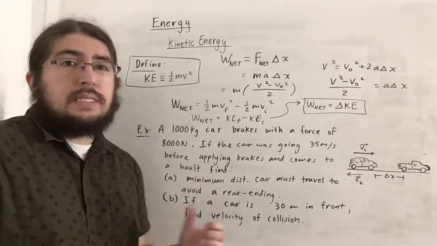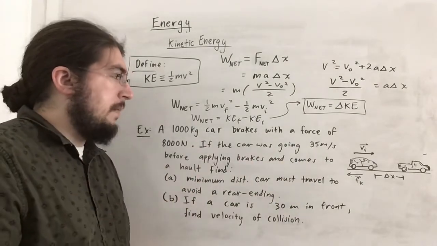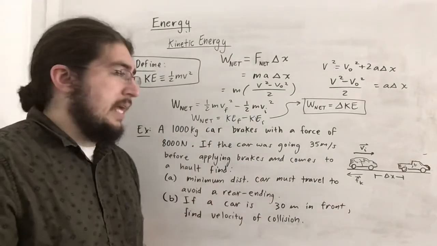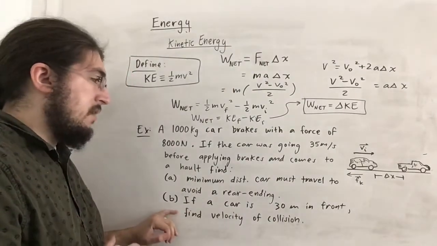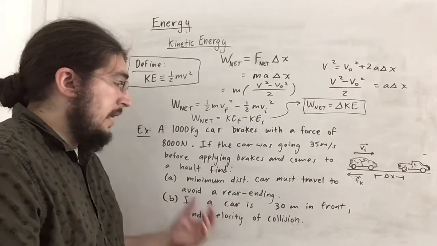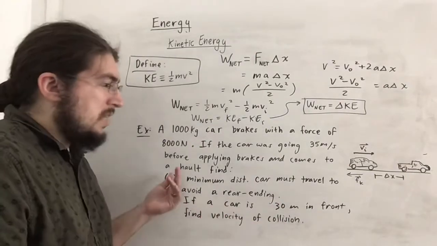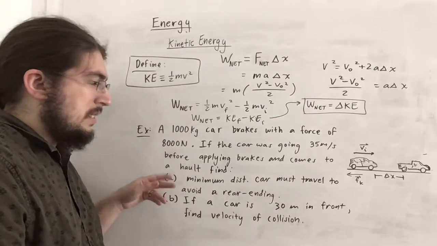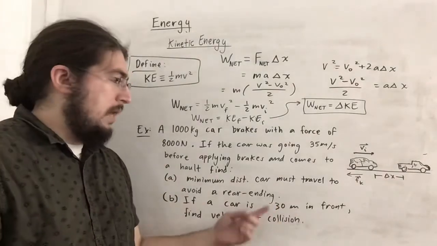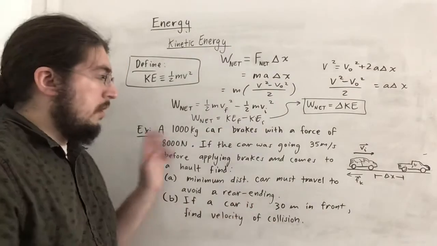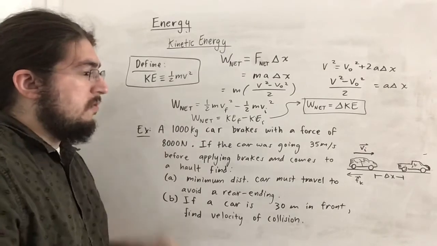What is the minimum distance that the car must be away from the car in front that's at a stop in order to come to a stop and prevent the accident? That's what A is asking. Now B is asking, if the car in front at a dead stop is 30 meters in front, find the velocity of the collision. So this kind of spoils A a little bit because it tells us that the minimum distance must be bigger than 30, otherwise it wouldn't say that a collision would happen at 30 meters regardless of the brakes being applied with this much force.